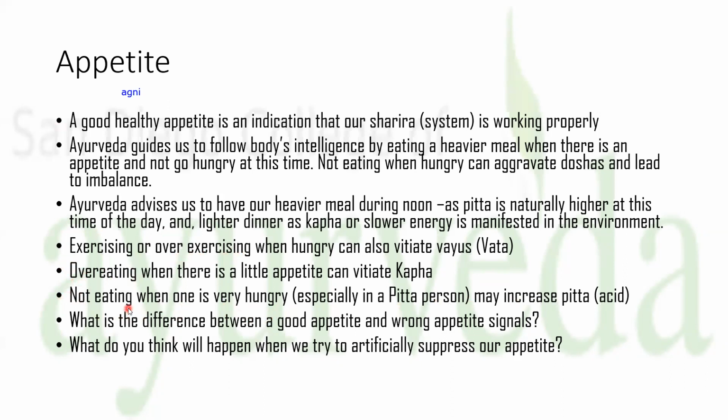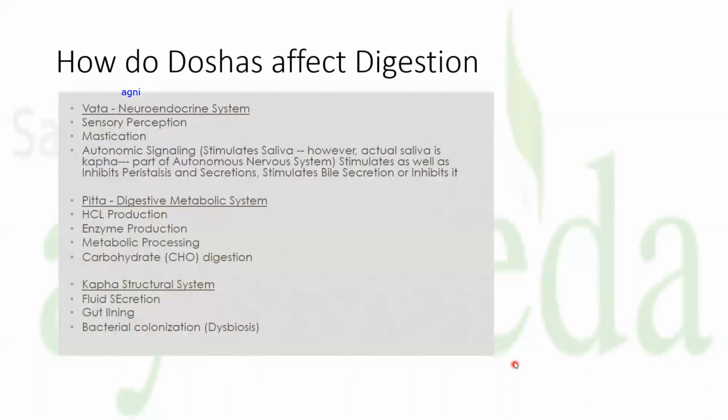Oh, it's 12 o'clock, I'm not hungry, but I'm going to eat. Oh, I missed a meal and I'm very hungry. Both of them will initiate Agni. So a good appetite signal is, you eat and then you're satiated. That means you have a good appetite. But a wrong appetite is that you've had a full meal and you're full and you're still eating. Then that's not an appetite, that's artificial. And of course, we don't want to artificially suppress our appetite.